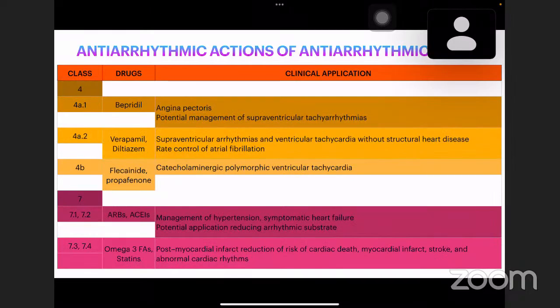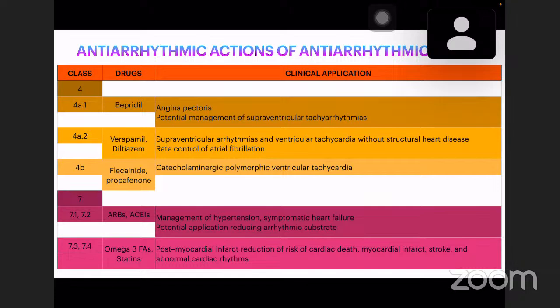So coming to class 4 drugs, bepridil, angina pectoris and potential management of supraventricular tachycardias. Class 4, verapamil and diltiazem, supraventricular tachycardias and ventricular tachycardias without structural heart disease, and rate control in atrial fibrillation. Flecainide and propranolol, catecholaminergic polymorphic ventricular tachycardia. So this is the clinical application.